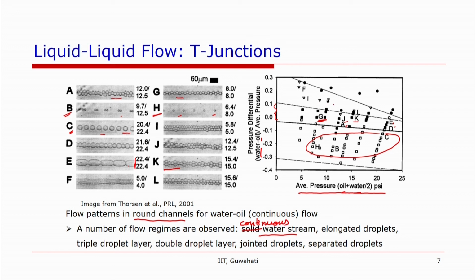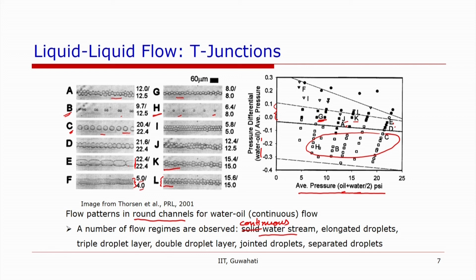So we can see that at higher water pressure, where water pressure has now increased, in this case we have F, I and L. Here we have continuously two droplets with each other in the L configuration and the triple droplets in the F configuration. So water pressure is higher in this case.